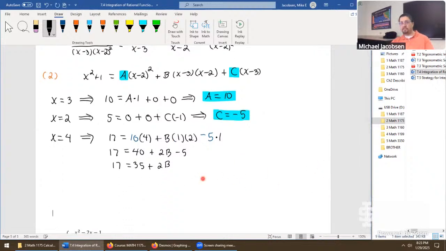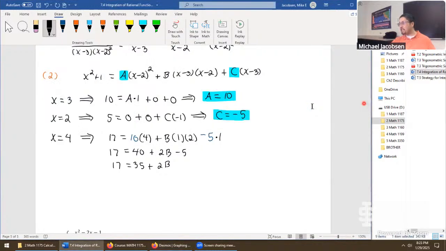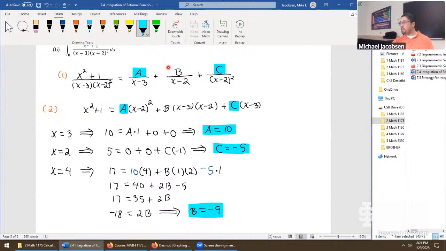Subtract 35 from 17. Let's treat ourselves to a nice calculator. 17 minus 35 gives us a -18 equals 2B. Finally, division tells us B equals -9. And we've got it, folks. This is going to be the last coefficient that we'll plug in.